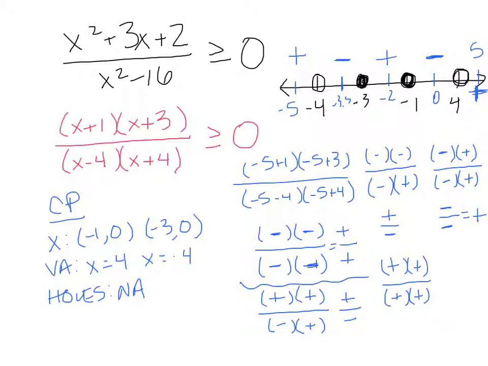Now we're looking for the points, or the places, where this is greater than or equal to 0. So that would be all of the positive intervals. We have 3 of them.